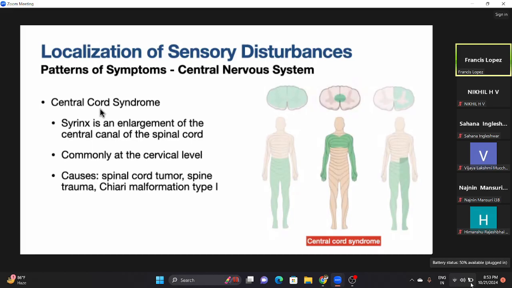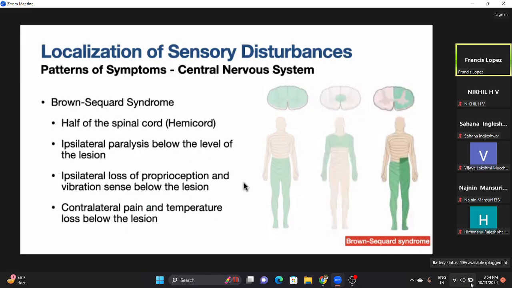Central cord syndrome is usually due to enlargement of the central canal, which is called a syrinx. This is commonly located at the cervical level. Most of the time, this is caused by spinal cord tumors, spine trauma, and Chiari malformation type 1.